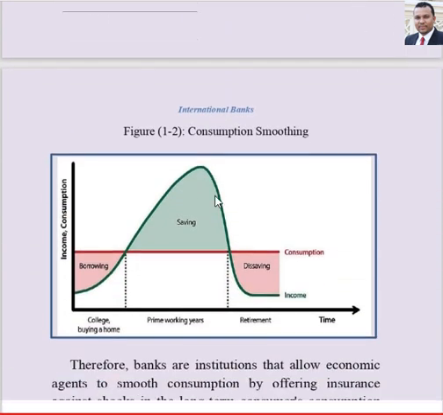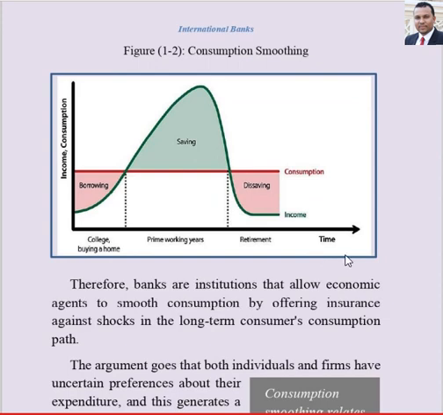Okay, for this figure, we talk about time and income and consumption. We assume that consumption is fixed, but the variable is income, the green line. At the first stage, consumption is greater than the income. So what about your action? Borrowing. So we talk about college and buying a home and other services. In this time, when the consumption is greater than income, what is your solution? Borrowing, maybe in college to complete your education, to purchase a home, and so on.